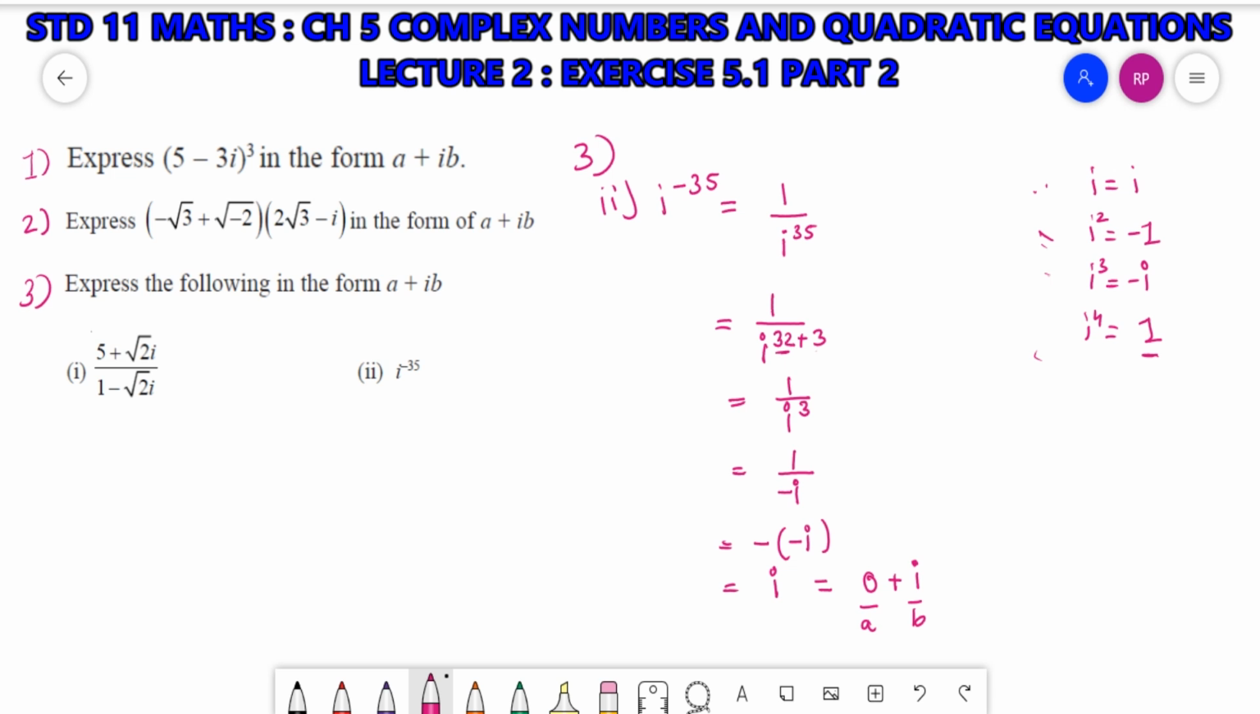Okay, students, so that's it for today. Today we completed exercise 5.1 and then we had also solved some extra questions. In our next video lecture, we will study about the modulus of complex number, argument of complex number, conjugate of complex number, representing the complex number in an Argand plane, and then we'll start with exercise 5.2. Okay, thank you.